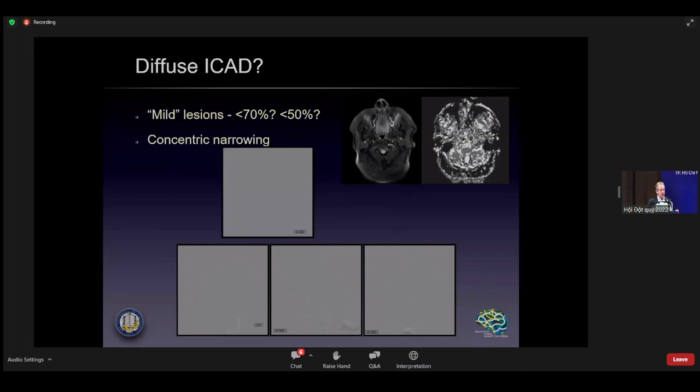You ignore mild disease. So 50 to 69% narrowing of a vessel has not been considered in most trials of ICAD. We have considered it, and you can definitely see it very commonly. And strokes do occur in that milder range. But even more importantly, diffuse disease exists.